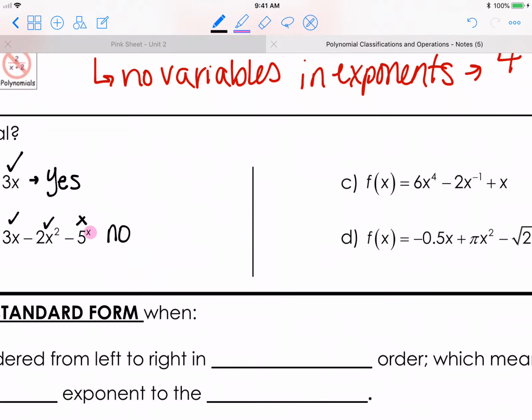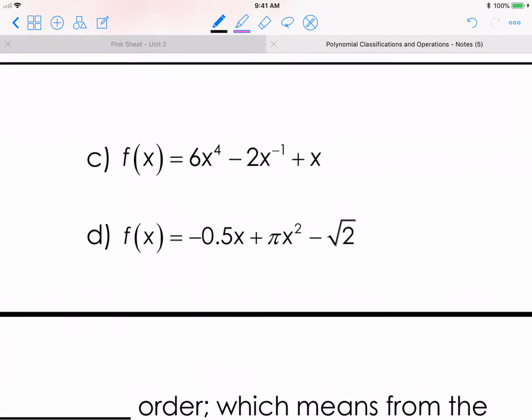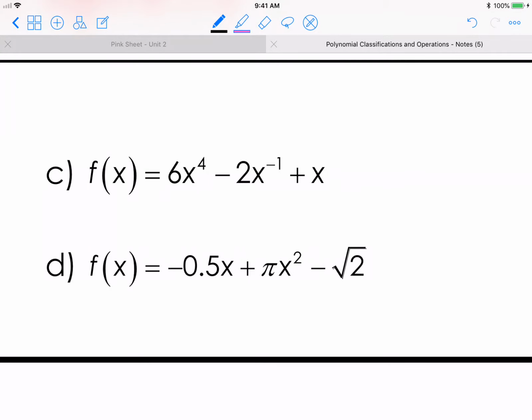Okay, let's look at C. All right, I see 6x to the fourth. That's fine. Okay, so here's the problem on this next one. You can't have any negatives, so that's a no. This would be fine, but if one of them's a no, then that means the whole thing is not a polynomial.